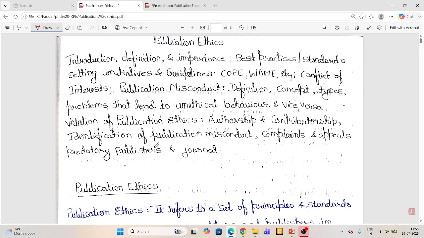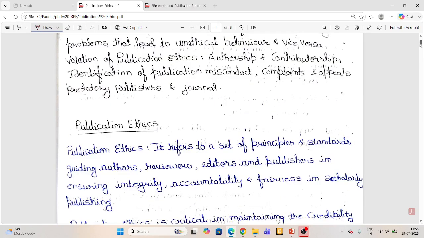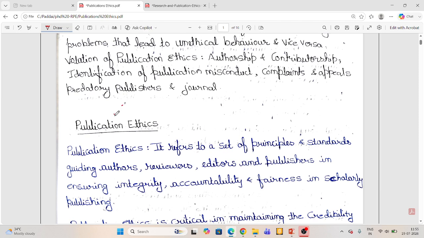Fine. So if we talk about publication ethics, ethics we have already studied. What do you mean by ethics? Ethics are the set of principles which guide us on what is correct, what is wrong, what is to be done, what is not to be done. When we talk about publication, what does publication mean? Publication is when you publish your research paper, or any kind of your work, it has certain ethical guidelines.